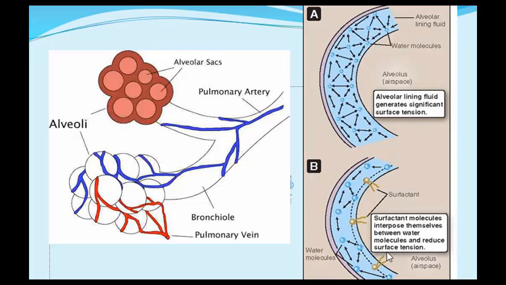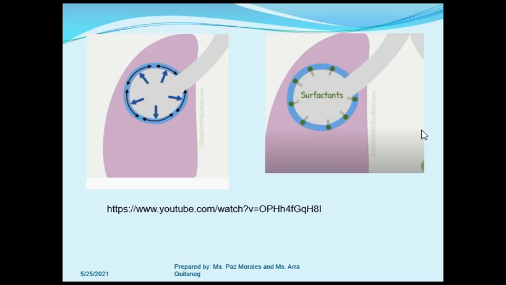But why is it necessary to have surfactants? Let us discuss further the application of surface tension in the alveoli. You can see in the illustration, if there are no surfactants, this is composed of water molecules, so there's high surface tension here. But if there are surfactants present, the surface tension is lowered. It's analogous to the experiment that you had: when you added soap on water, the surface tension was lessened.